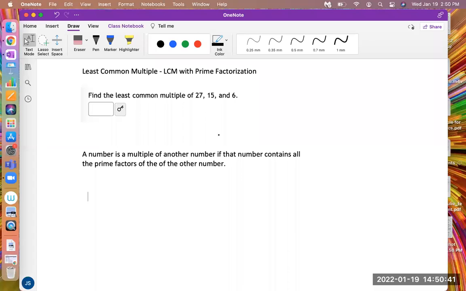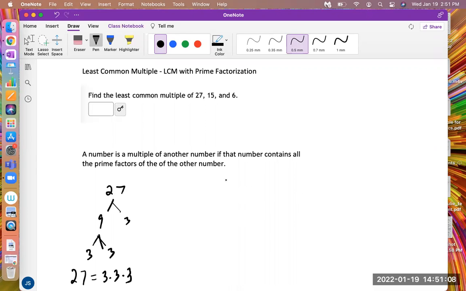So our job is to find the least common multiple of 27, 15, and 6. Our first job is to prime factor all of those. I take 27, and that's 9 times 3, and then the 9 is 3 times 3. So 27 in its prime factorization is 3 times 3 times 3. And then 15 is 3 times 5, and I can't break down any of those further. 6 is 2 times 3.